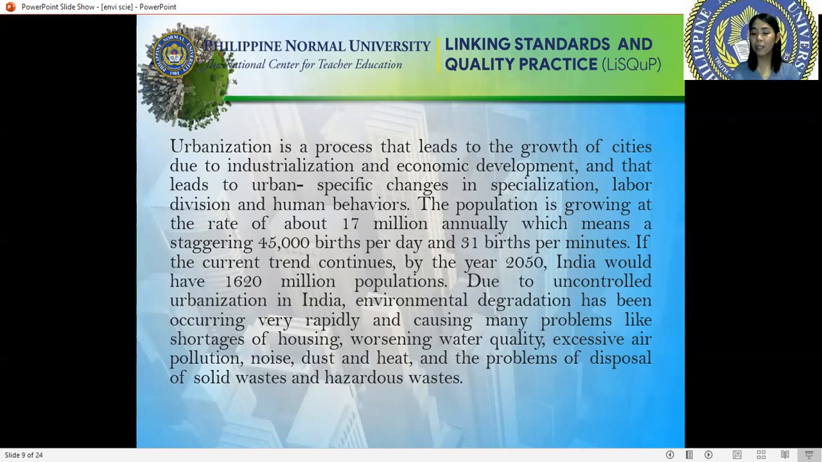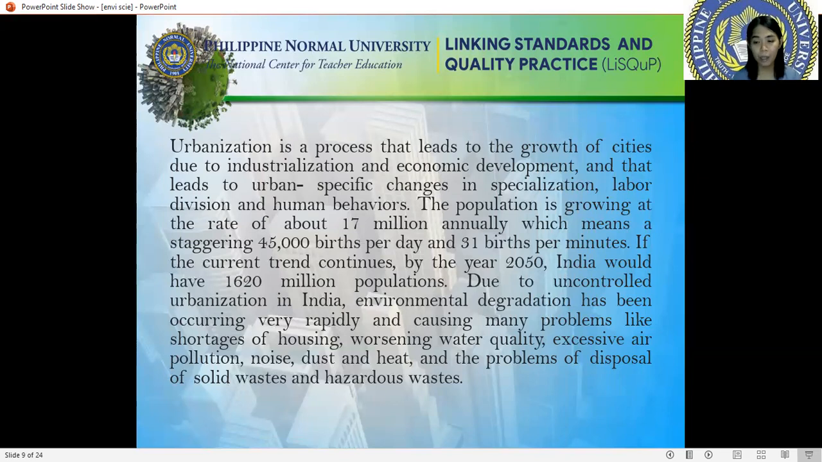And then environmental degradation has been occurring also in India rapidly, and it's very evident nowadays. There are many problems that are cited in India because they are suffering from urbanization and problems connected to urbanization and high population. The first one is the housing problem, kasi because of their population, there is limited space for them. And then, worsening water. Nagkaroon ng scarcity sa water supply nila, especially in potable and drinkable water. And then, excessive air pollution. It goes with urbanization also. Noise, dust, heat, and the problem of disposal of solid waste and hazardous waste.